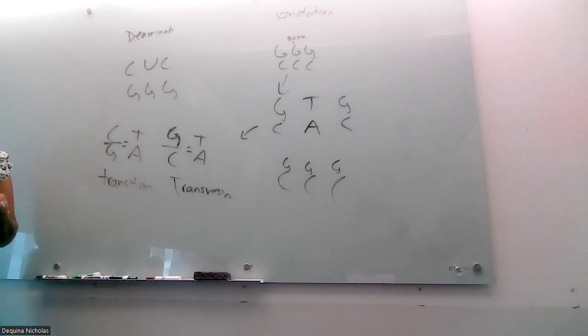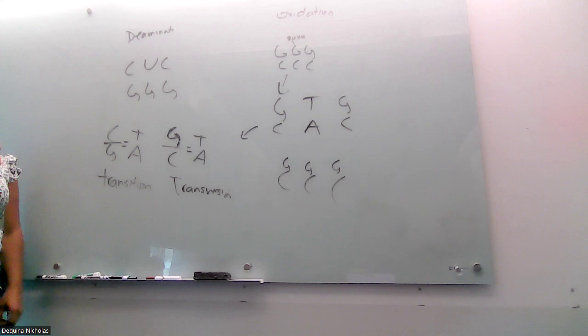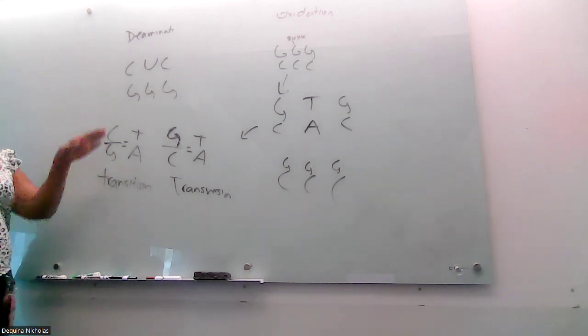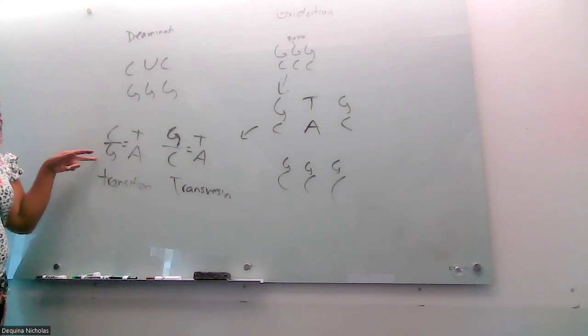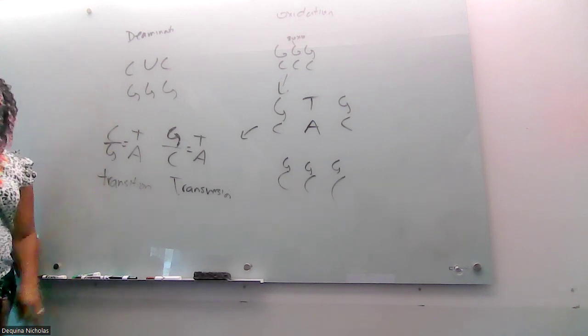What level should we know for the examples? Is it just that deamination is usually a transition and oxidation a transversion, or also the mechanism? For these examples we went over in class, should we know the mechanism? Yeah. For these examples, you should know how this mutation happens. And if you know how the mutation happens, you can answer any question about it.